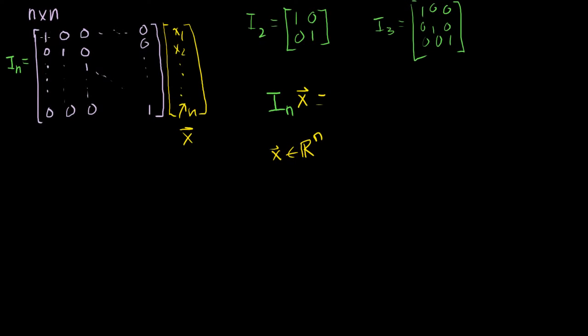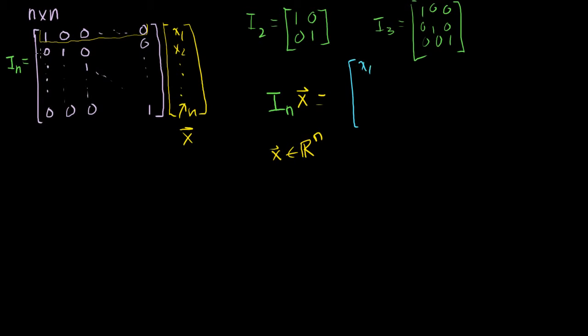Well, I'm going to get 1 times x1 plus 0 times x2 plus 0 times x3 plus 0 times x4, all of that. You can kind of view it as this row dotted with the vector. So the only non-zero term is going to be the 1 times x1. So you're going to get another vector in Rn, like that. The first term is that row being dotted with that column, and so you just get x1.